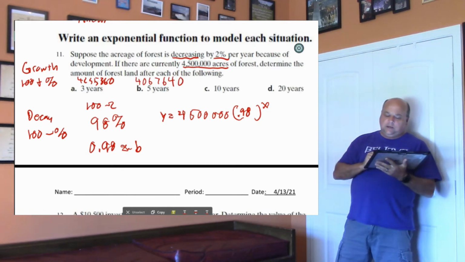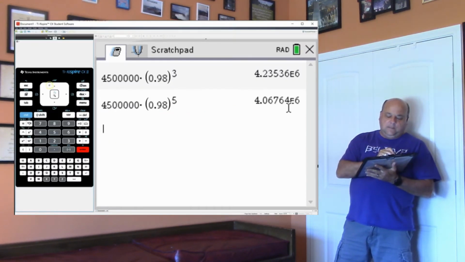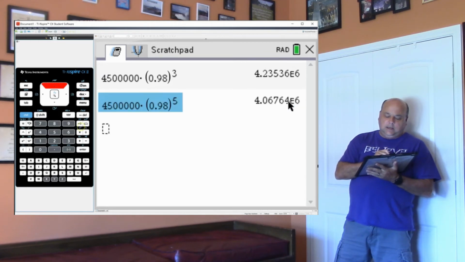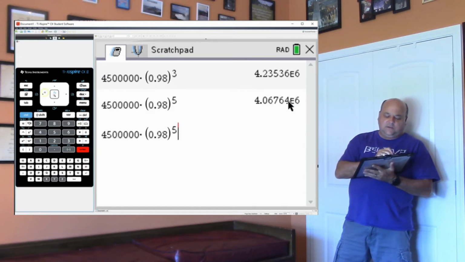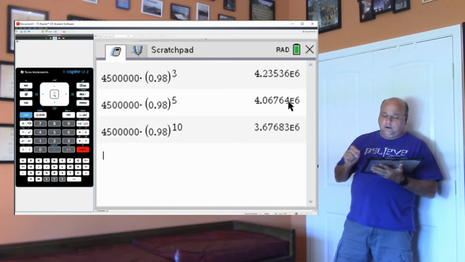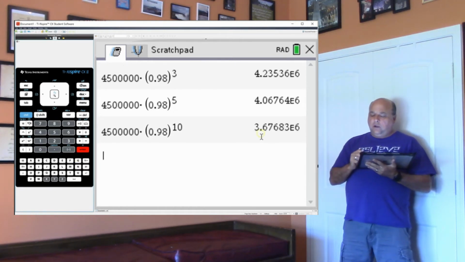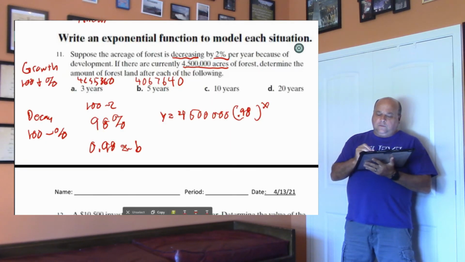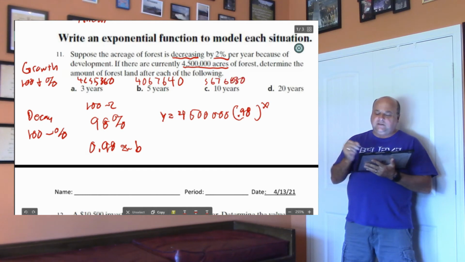Now we're going to do 10 years. So we're going to hit the up button twice, hit enter, and now I'm going to change the 5 to a 10. Hit enter. Notice it's getting smaller. 3,676,830.